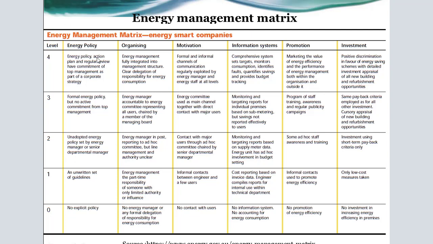As I said, the base level of the energy management system is level number 4 here. We see energy policy, action plan, and regular review, and energy management fully integrated, formal and informal channels of communication, and so on. A comprehensive system, set targets and information, marketing the value of energy efficiency and positive attitudes in favor of energy saving, and so on. There are many explanations. Anyone who is interested in energy auditing or wants to know more information can download this form, which is available on the internet, and read it carefully by himself. Okay.